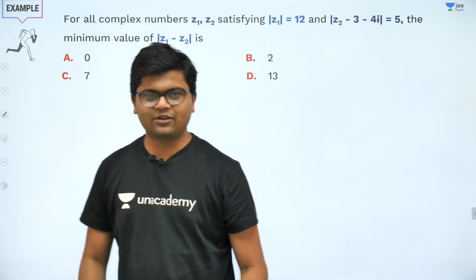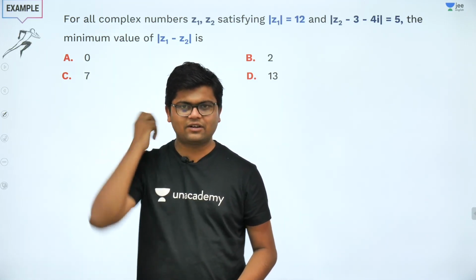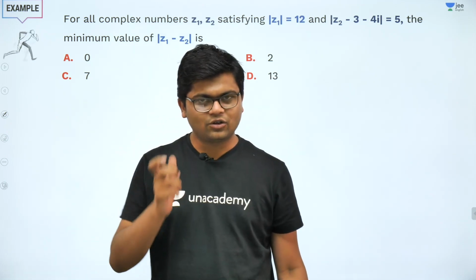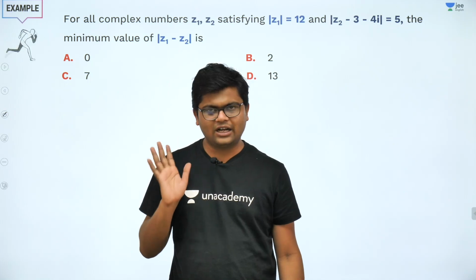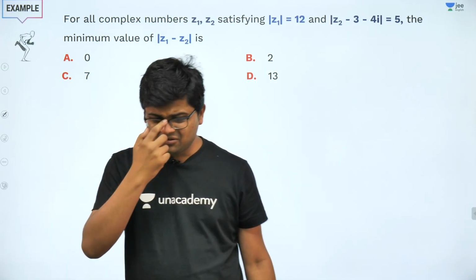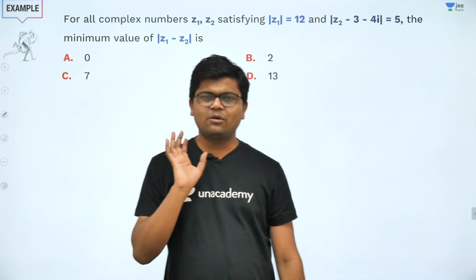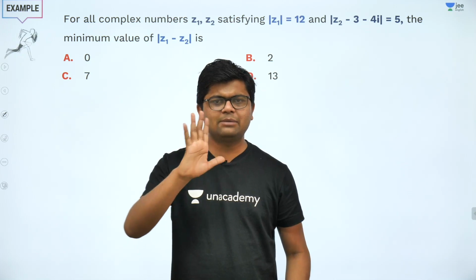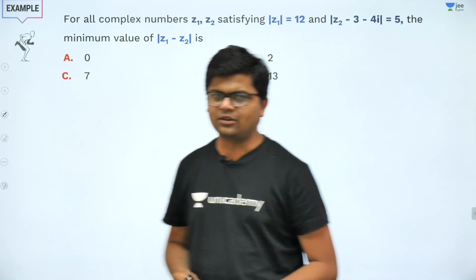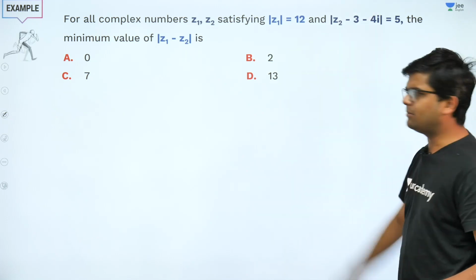Very good. Now next question: for all the complex numbers z1, z2 satisfying mod z1 equal to 12. From this I can conclude that z1 lies on a circle with radius 12 and center origin, and z2 is also lying on a circle with the center 3, 4 and radius 5. Now we need to find the minimum value of mod z1 minus z2. So let's plot these two equations first, then we will think about other things.